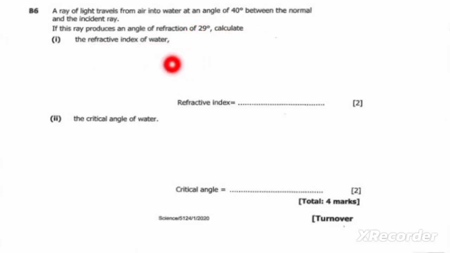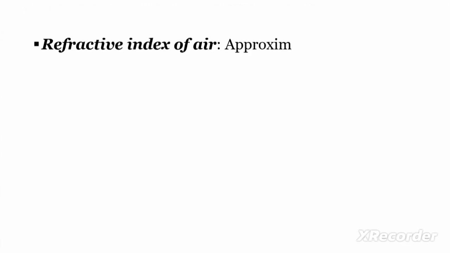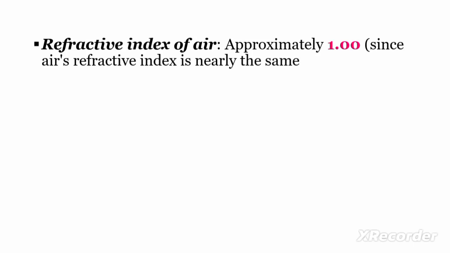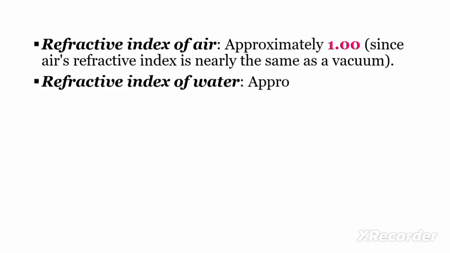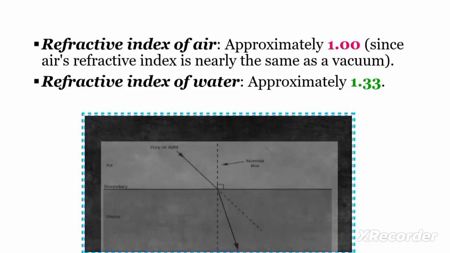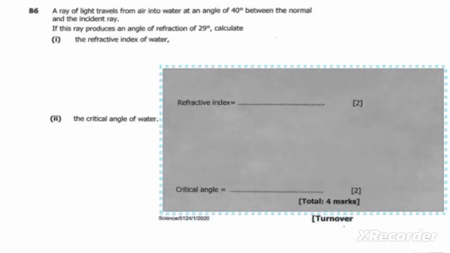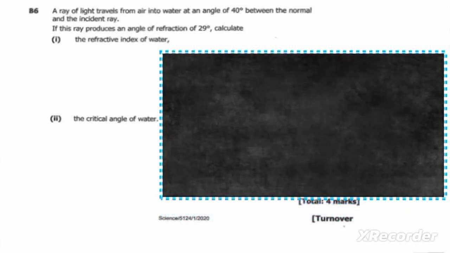The refractive index of water is fixed, and it is 1.33. So for argument's sake, let us calculate. The refractive index of air is 1. Then the refractive index of water is 1.33. We find the refractive index of water.